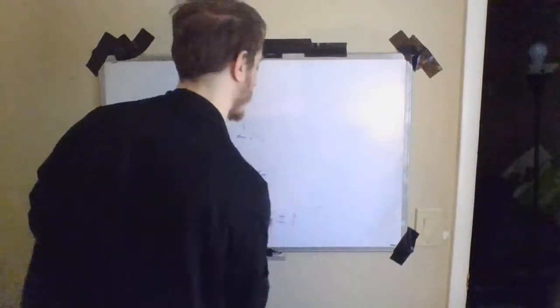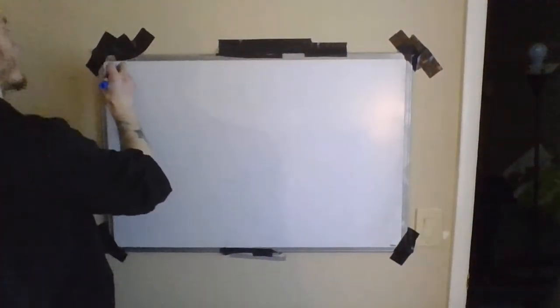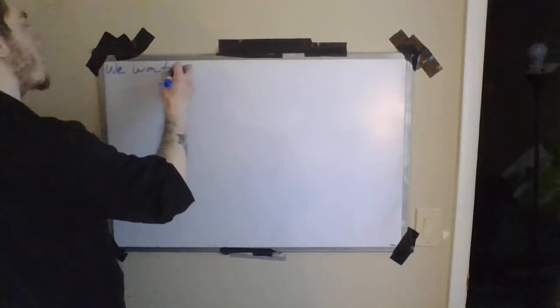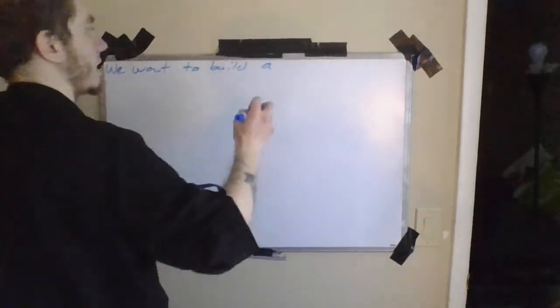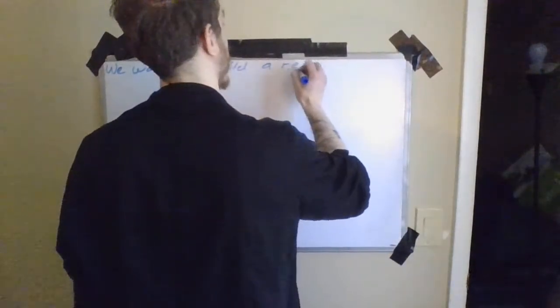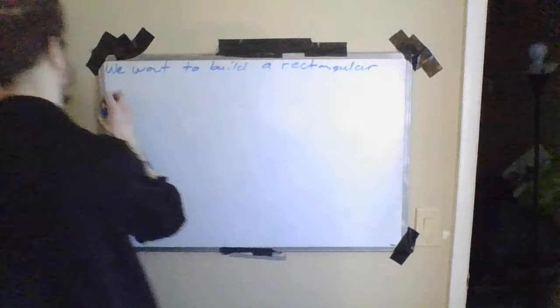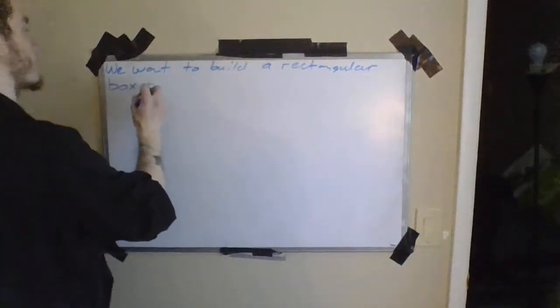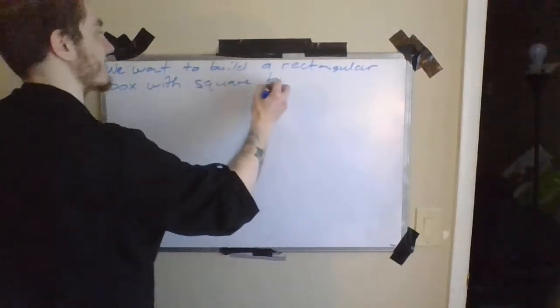Now let's think about a slightly different sort of optimization problem that comes up rather frequently. Let's suppose we want to build a rectangular box with a square base.